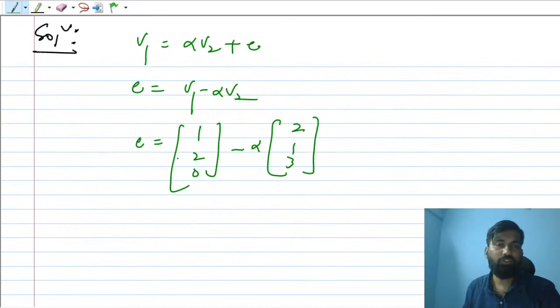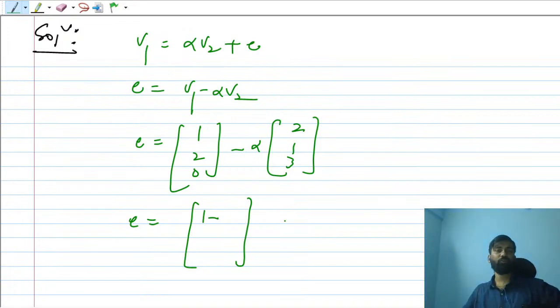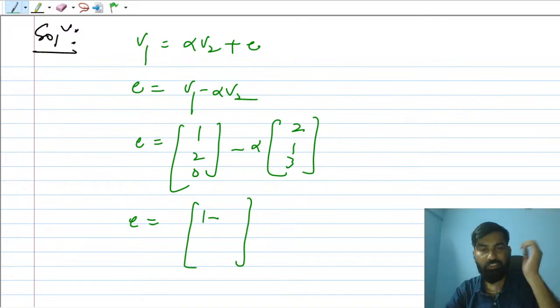Now you can find the error here. The error will be equal to basically 1 minus the component of the error. We are just trying to find the components of the error. Why? Because we have to find the length of the error, then we have to minimize it to determine the alpha. I hope this makes sense. So these are the steps.